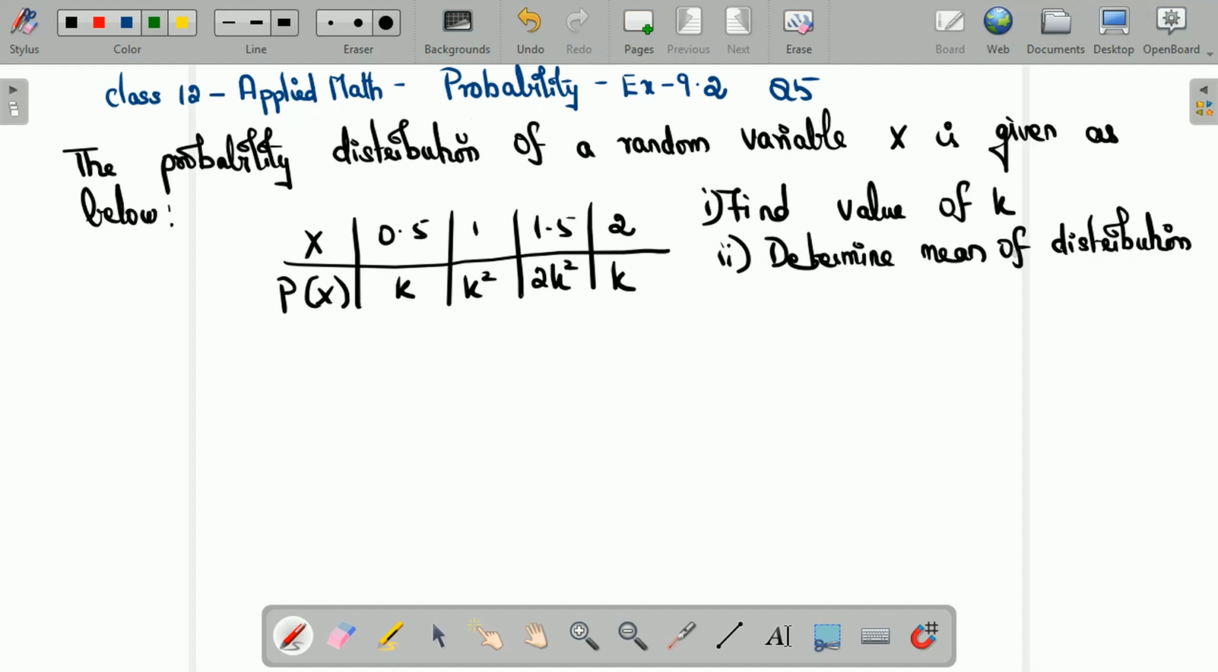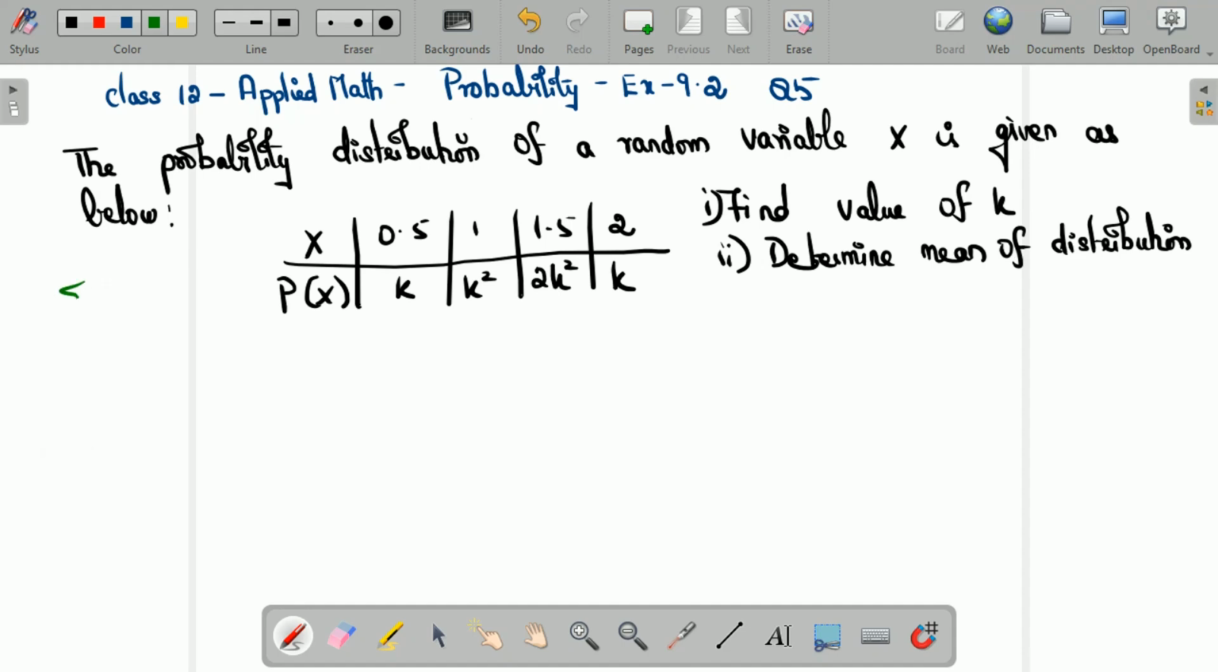In this video, let's find the solution for the fifth question in exercise 9.2. The probability distribution of a random variable x is given in the table below. Find the value of k and determine the mean of the distribution.